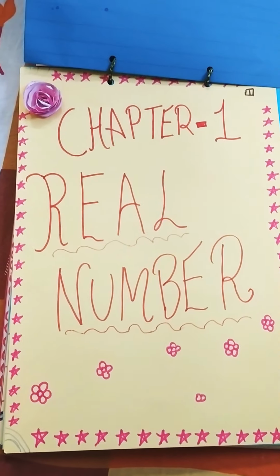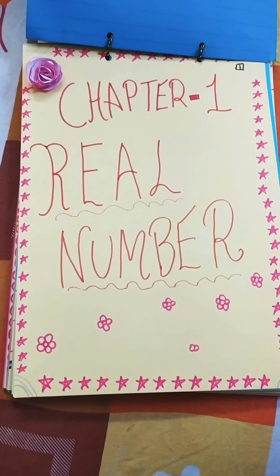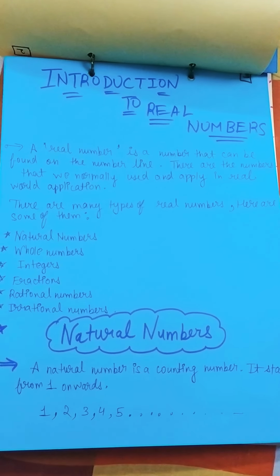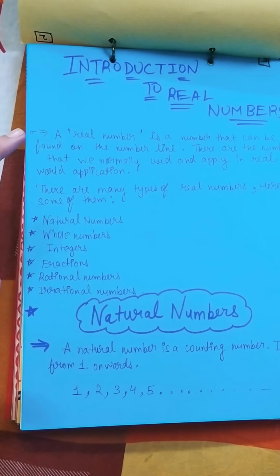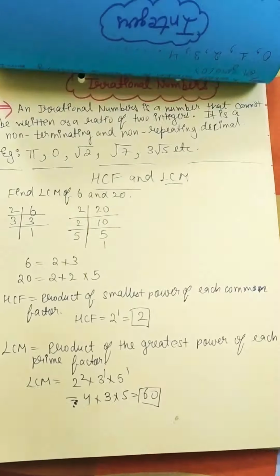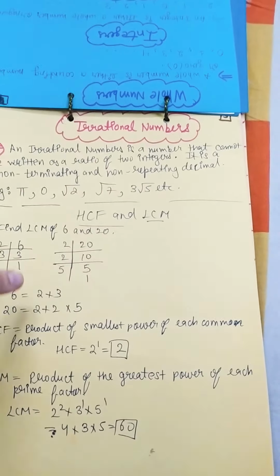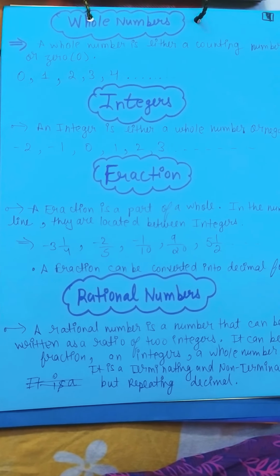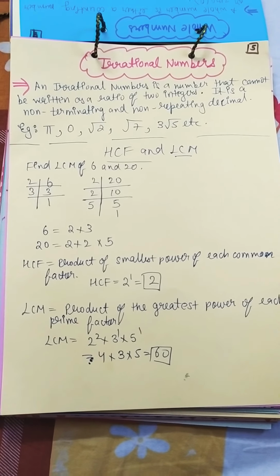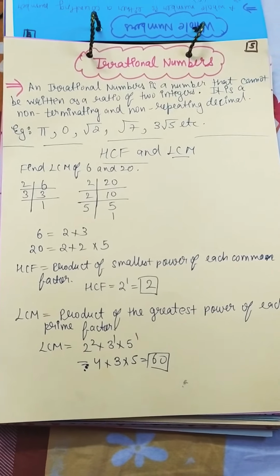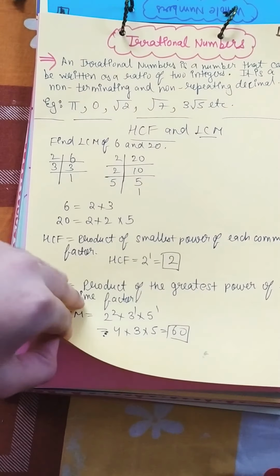Now it is the cover page of chapter number 1, real numbers. Introduction to real numbers. Then as you can see, it has the definition, natural numbers, and then whole numbers, integers, fractions, rational numbers. Then here comes the heading, irrational numbers, as you can see.